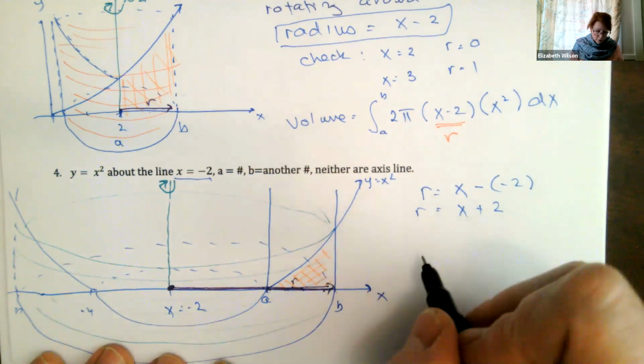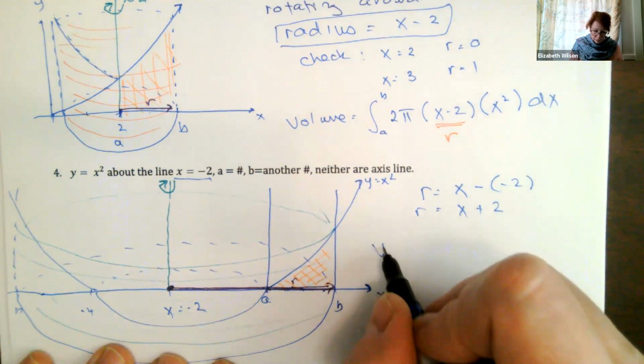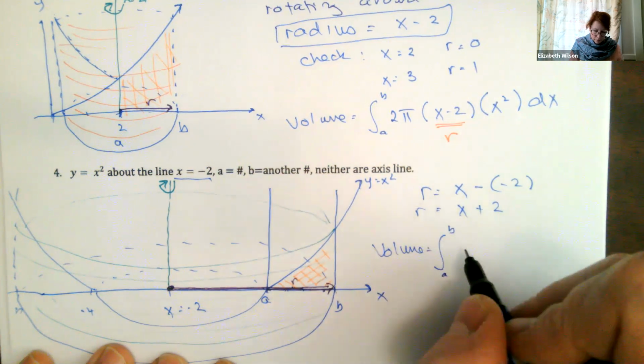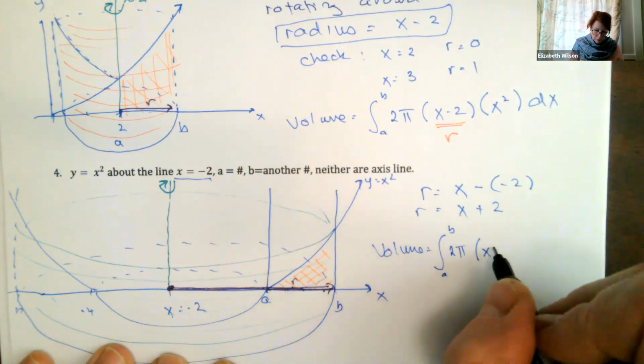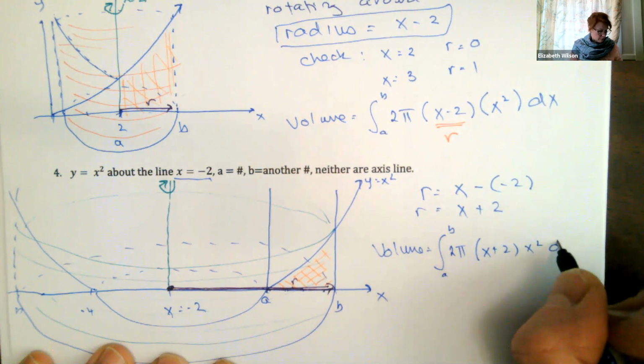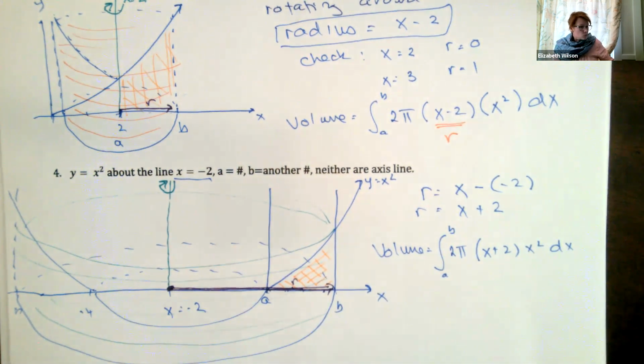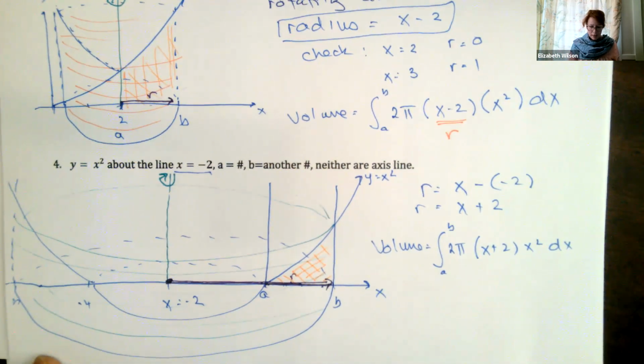Okay, so then my volume is going to equal the integral from A to B of 2 pi, x plus 2, x squared dx. Okay, this is if we're rotating about the line x equals minus 2. This may seem confusing, but write it down, right? Try to copy down the pictures. I'll scan these in later so you can take a look at my wonderful artwork, and then you'll have it to visualize when you're working through problems.